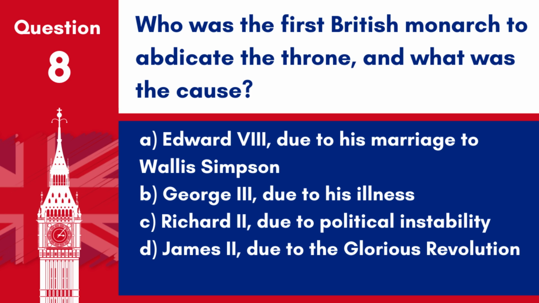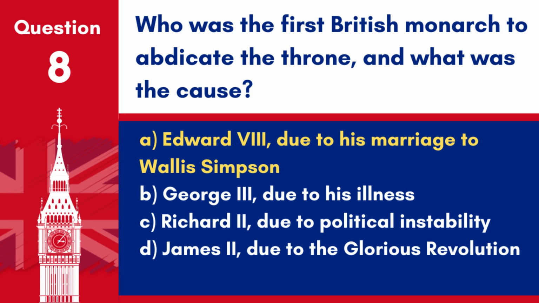Question 8. Who was the first British monarch to abdicate the throne, and what was the cause? A. Edward VIII, due to his marriage to Wallis Simpson. B. George III, due to his illness. C. Richard II, due to political instability. D. James II, due to the Glorious Revolution.